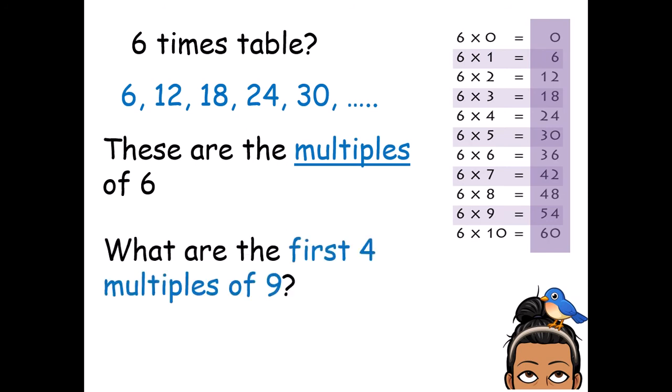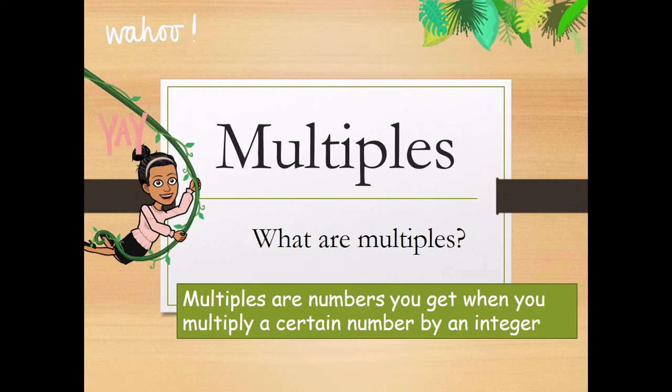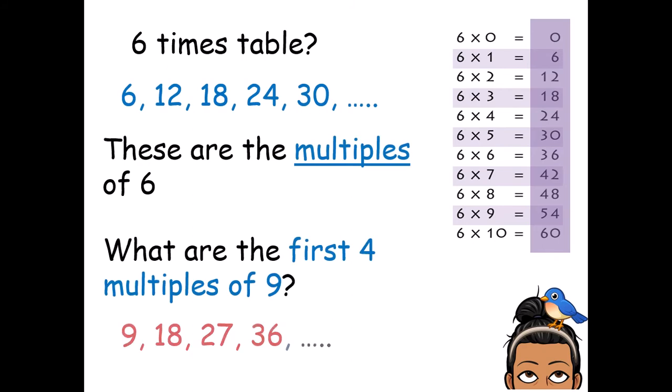The first 4 multiples of 9, just think of your 9 times table. Think of the products that are on the right of the equal sign. And you will get 9, 18, 27, and 36. 9 times 1 gives you 9. 9 times 2 gives you 18. 9 times 3, 27. And 9 times 4, 36. So remember, we say that multiples are numbers you get when you multiply a certain number by an integer.